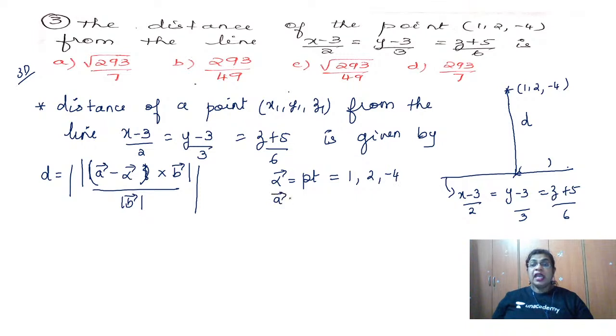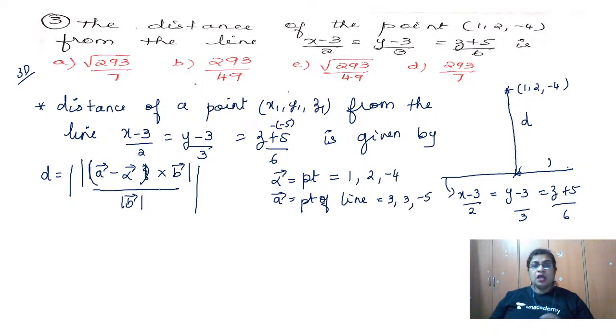What is the a vector? The a vector is a point of the given line. What is the point of the line? Be careful, this is of the form (x - x1)/a = (y - y1)/b = (z - z1)/c. So it is minus of minus 5. So pick the point (x1, y1, z1) from the line. What is that point? It is nothing but (3, 3, -5).